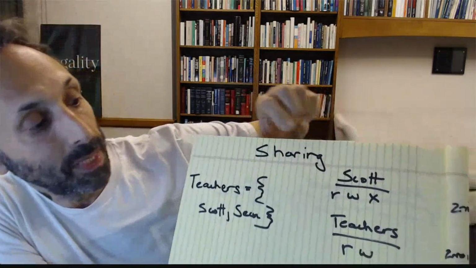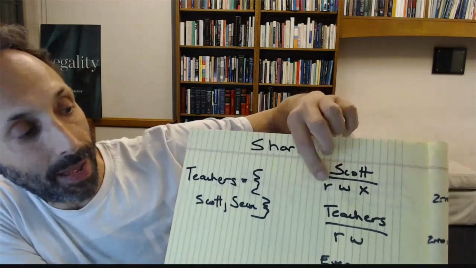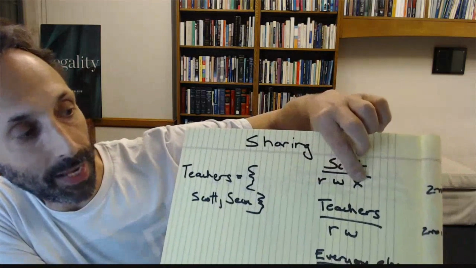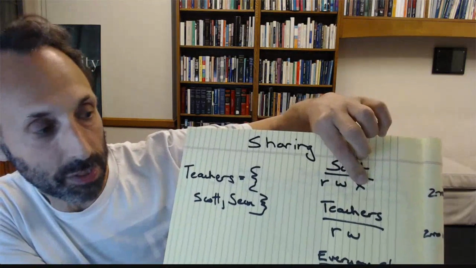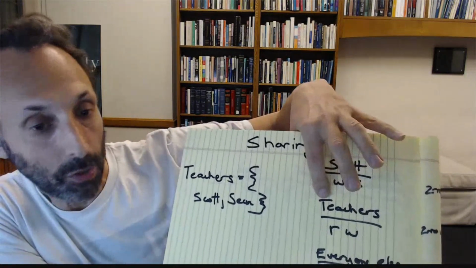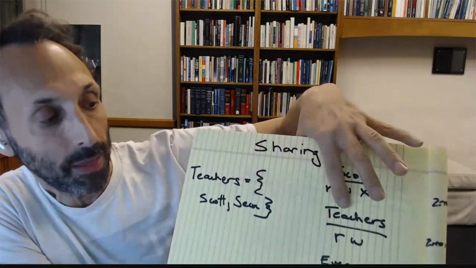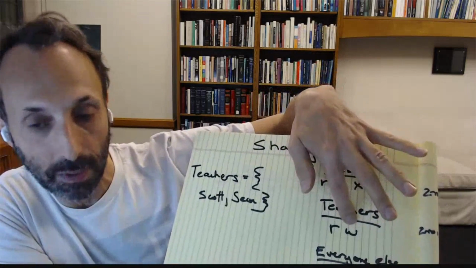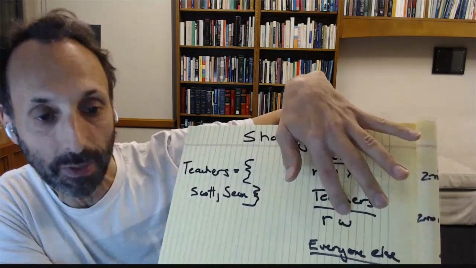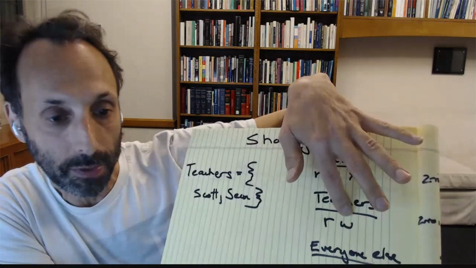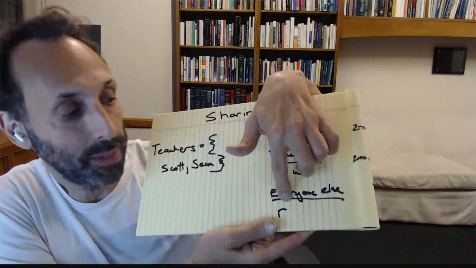And so what happens is that for me, I can have read, write, execute privileges for the file, but I can also set privileges for the group. So I can say to whoever is in the teachers group, namely Scott and Sean, they can read and write to the file. Okay, they can read the file, they can write to the file, but I do not give anyone in the teachers group the permission to execute the code. And everyone else, like Ben, all they can do is read it.